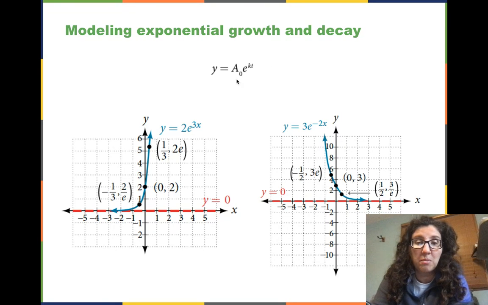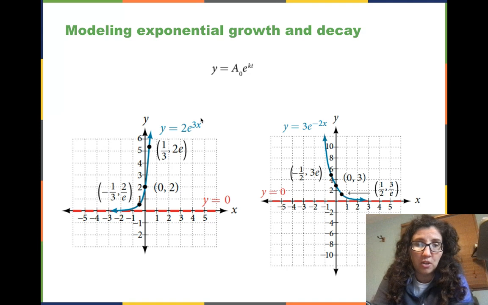So we have some initial value, some initial amount A0 at time 0, times e to the kt. Okay, so all the equations we're going to be thinking about have this form. So things that have continuous growth or decay, so populations, radioactive decay, things like that. Okay, so let's just remind ourselves what these graphs might look like.